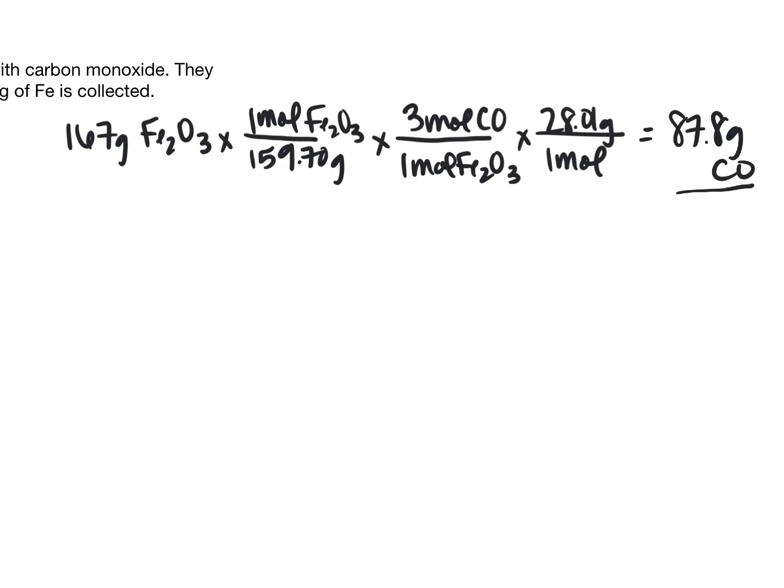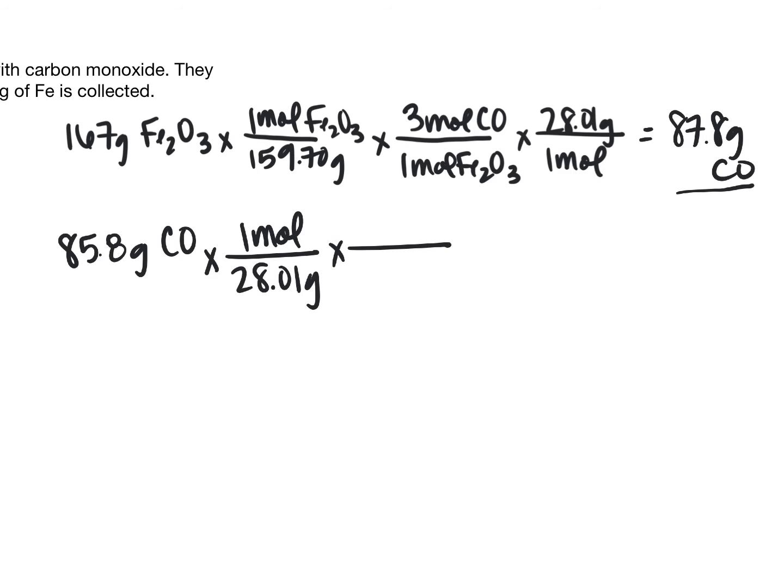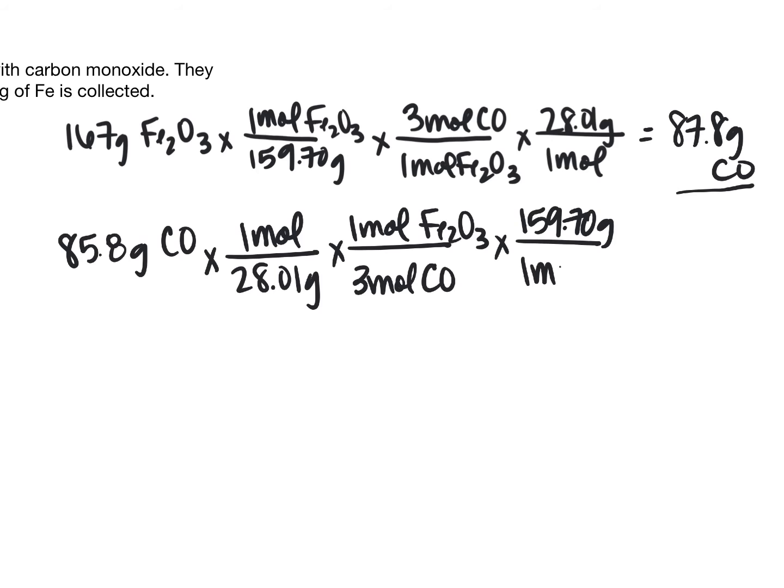So let's look at carbon monoxide. So we're going to take our 85.8 grams of carbon monoxide, which is 28.01 grams in 1 mole. And there's 3 moles of CO for every 1 mole of Fe2O3. And Fe2O3 weighs 159.70 grams in 1 mole. And this gives you 163 grams.